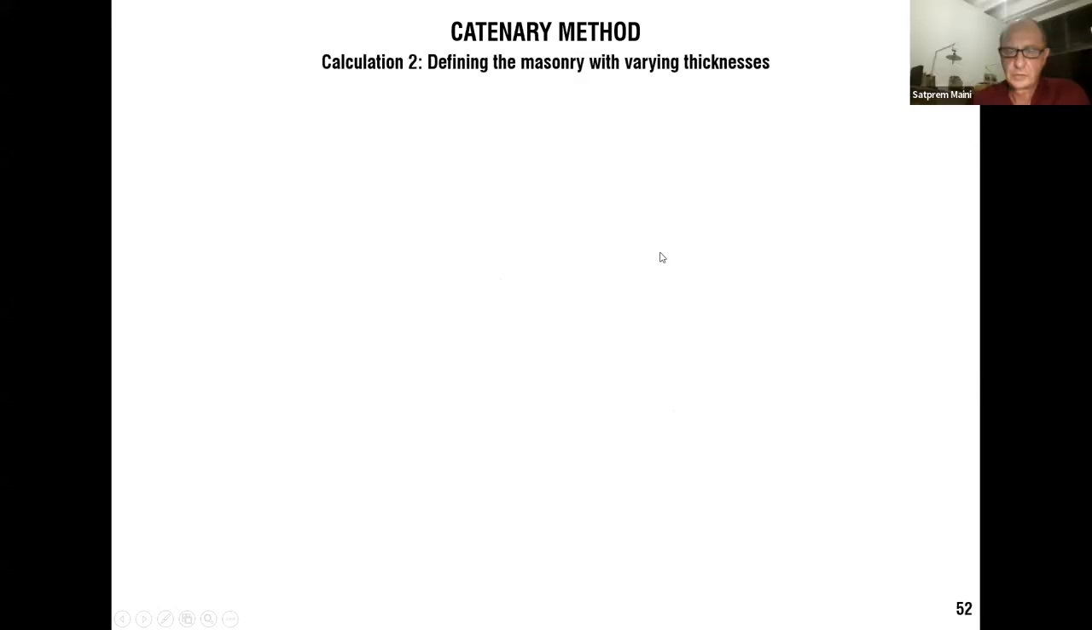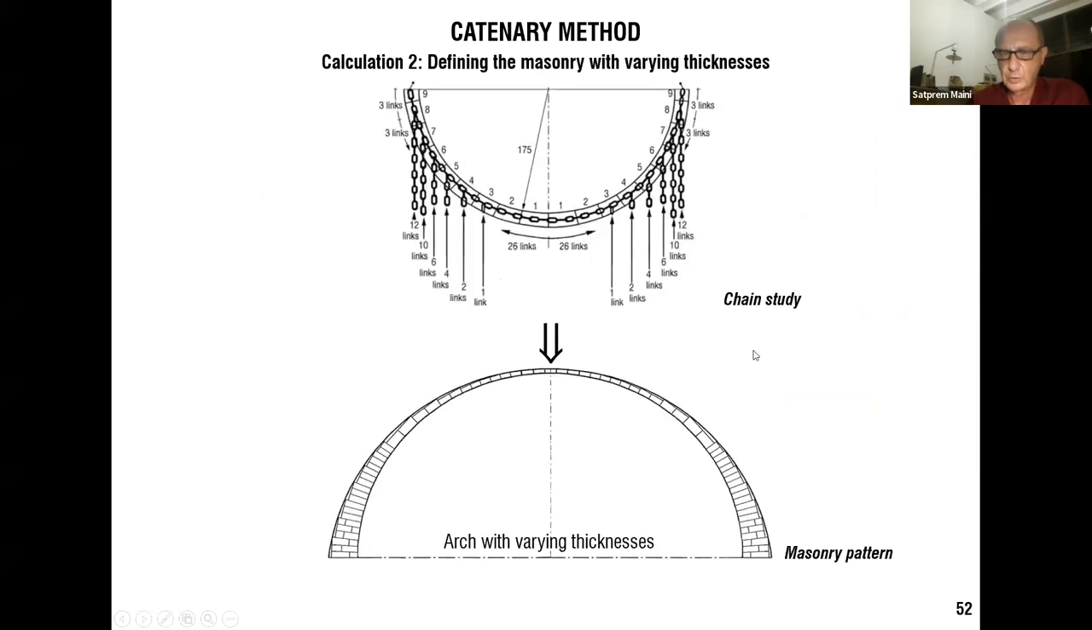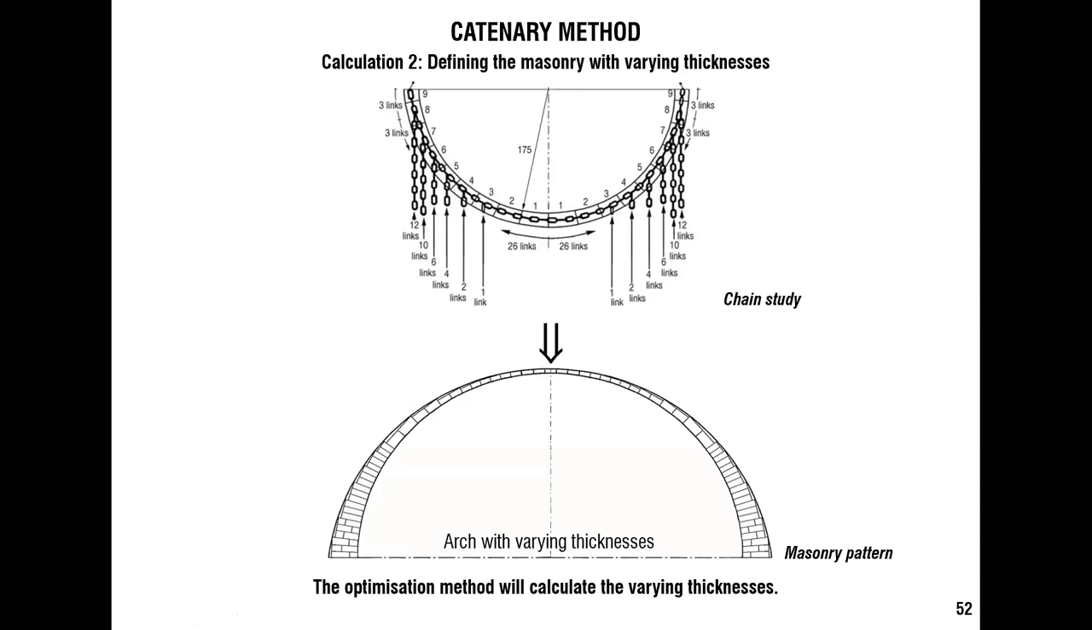So this is the same translation, because here, instead of having vertical weights, I will have a different thickness. That means all this weight, you have to make some calculation in between to get from this weight of chains what is the thickness of the masonry, but you can get that. And this can be built. And we have developed an optimization method which can calculate all that.